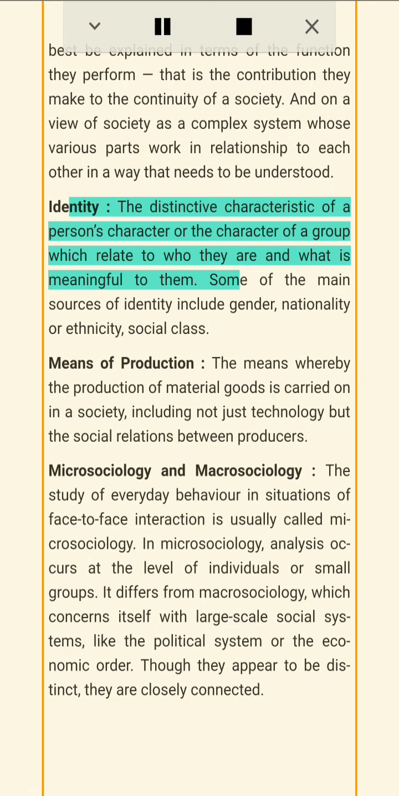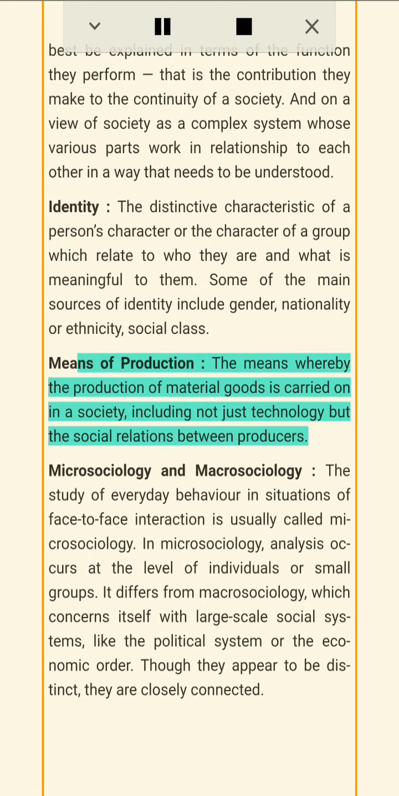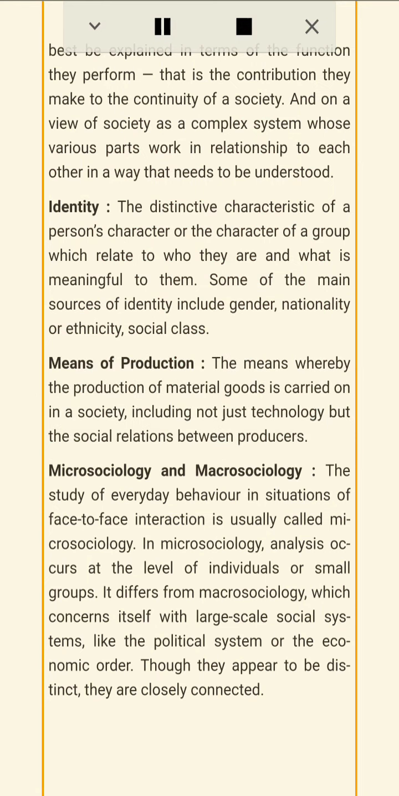Identity: the distinctive characteristic of a person's character or the character of a group which relate to who they are and what is meaningful to them. Some of the main sources of identity include gender, nationality or ethnicity, social class. Means of production: the means whereby the production of material goods is carried on in a society, including not just technology but the social relations between producers.